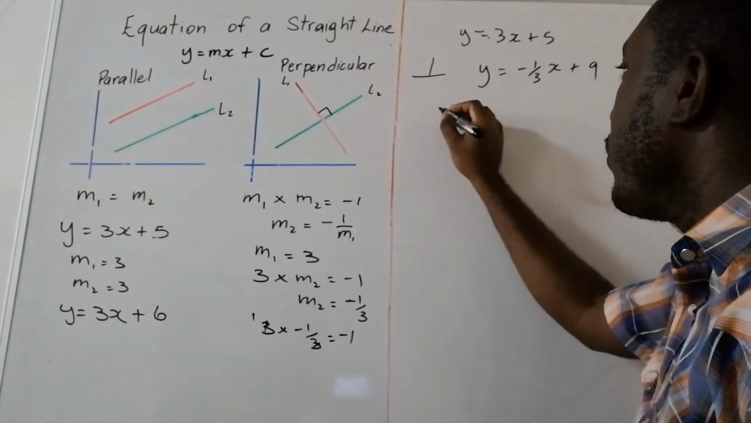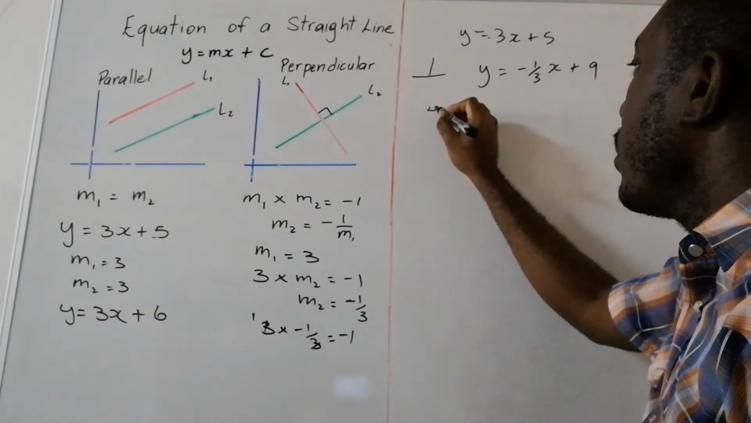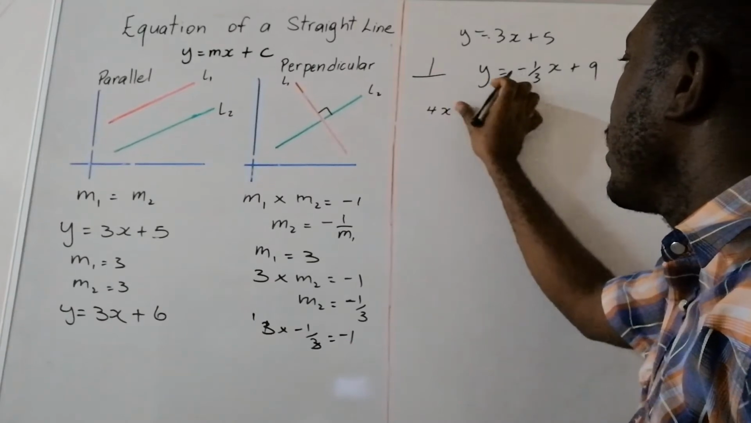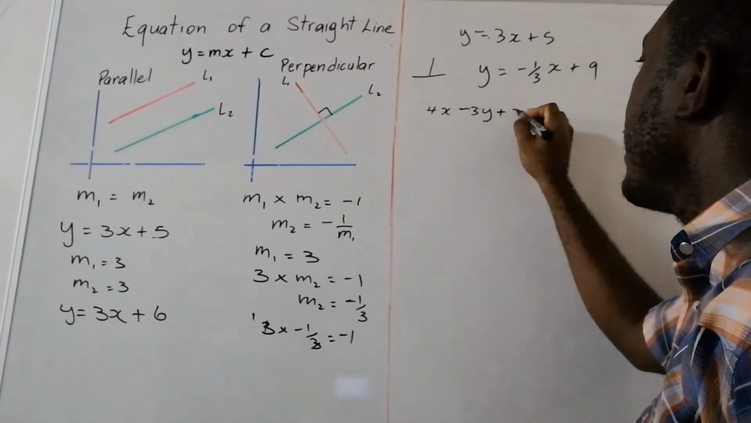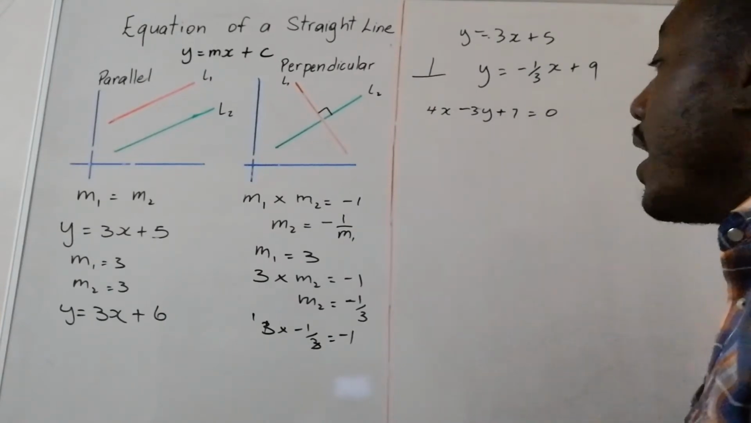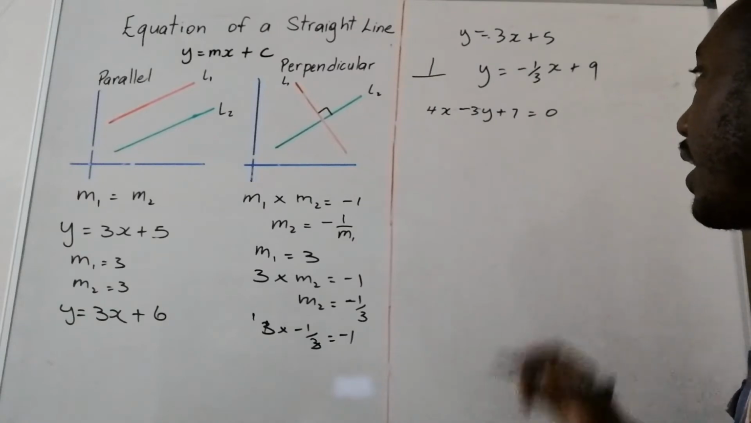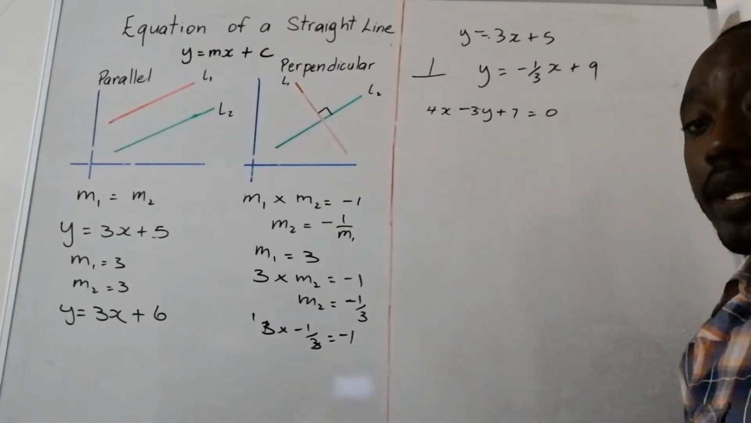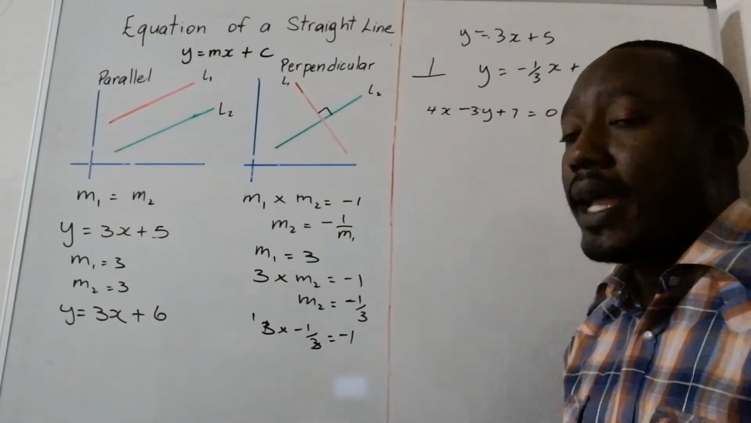All right? So let's do another example. Let's say we have 4x take 3y plus 7 is equal to 0. And we want a line that is parallel and perpendicular to this line. So what we do, we first make y the subject.